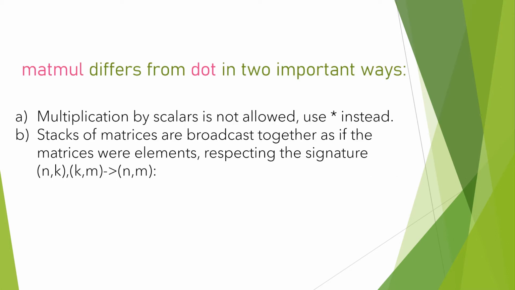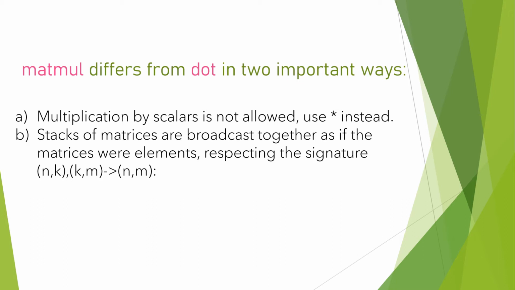Matmul differs from dot in two important ways. Multiplication by scalars is not allowed. Use asterisk instead. Stacks of matrices are broadcast together as if the matrices were elements respecting the signature.